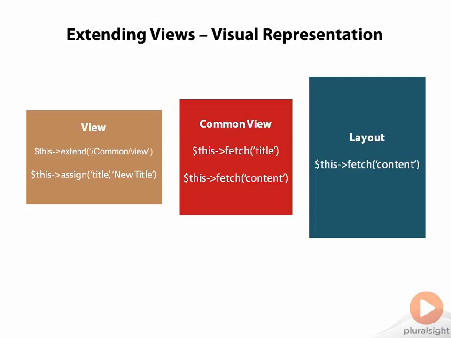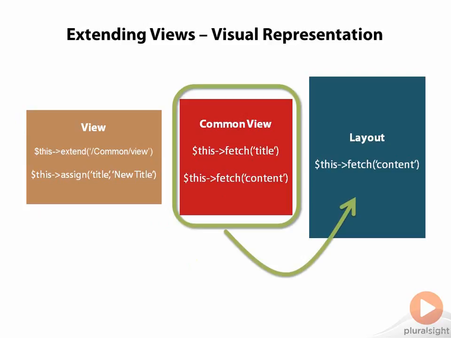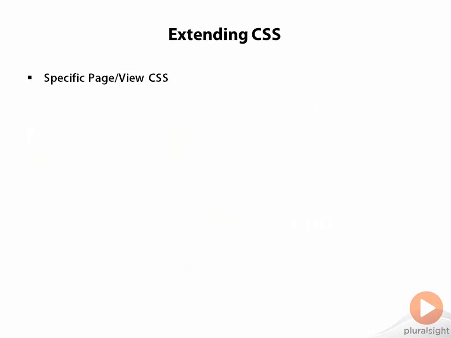So how this works is we have the view, we're extending the common view, and then we have the assign title. This is basically saying the title block in the common view, give it a name of new title. Anything left over in our HTML code is basically put into the fetch content block of the common view. From there, the common view is in essence bundled up and also stored into the fetch content block of the layout. We can also extend our CSS based on our view template.